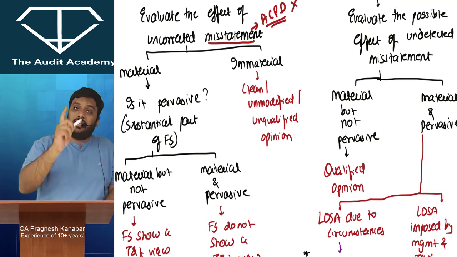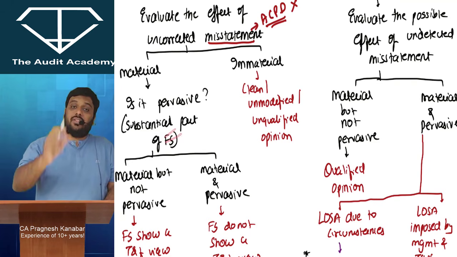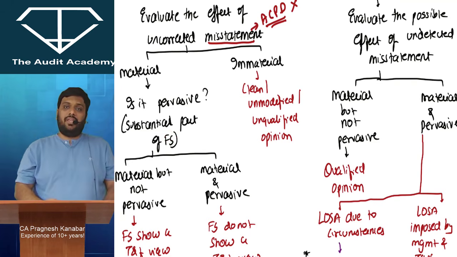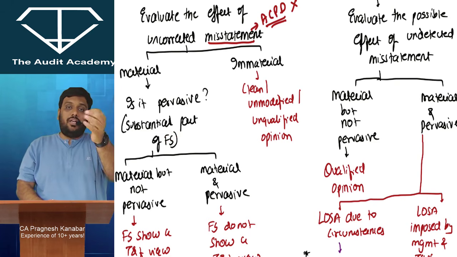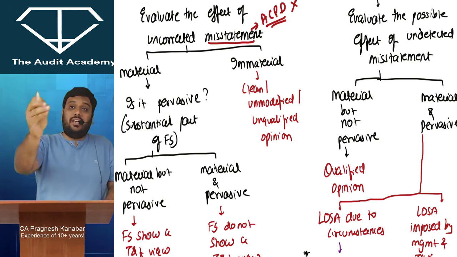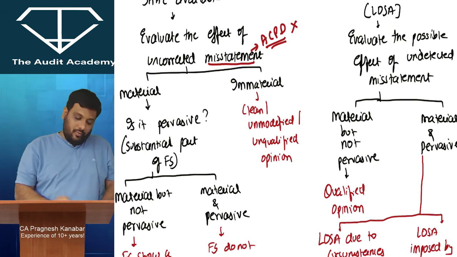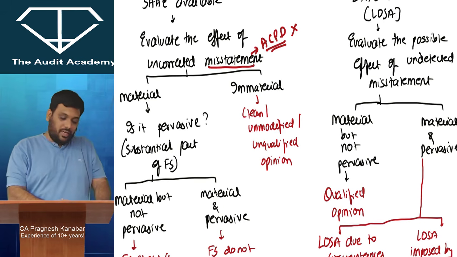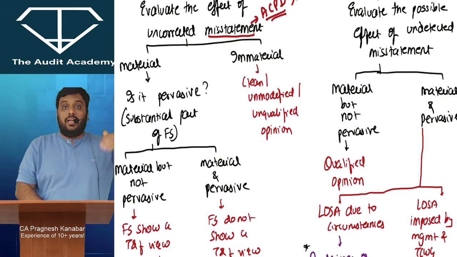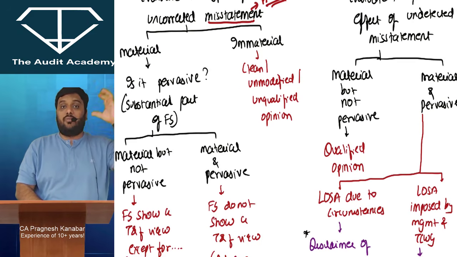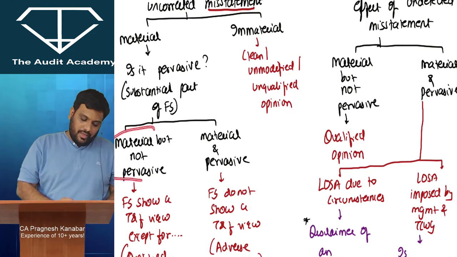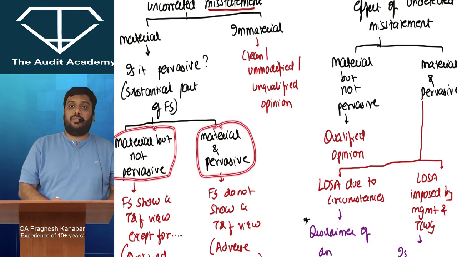What do you understand by pervasive? Pervasive means something that covers a substantial part of the financial statements. For example, if you are conducting the audit of a coaching class, and admissions of the students are wrongly recorded, when the admission data itself is wrong, then obviously it is material and pervasive. So when the effect of uncorrected misstatements is material, the next thing you should understand from the question is whether it is material but not pervasive, or material and pervasive.